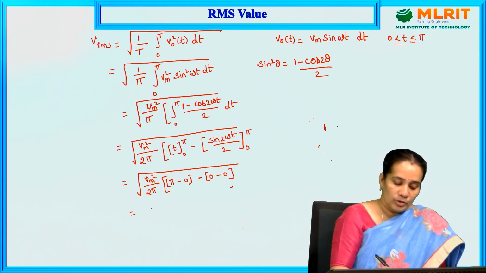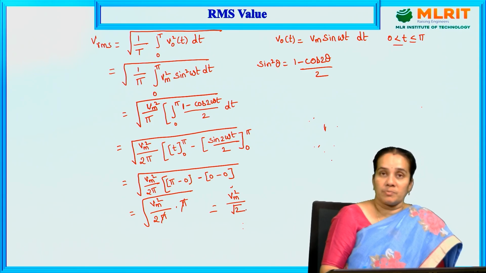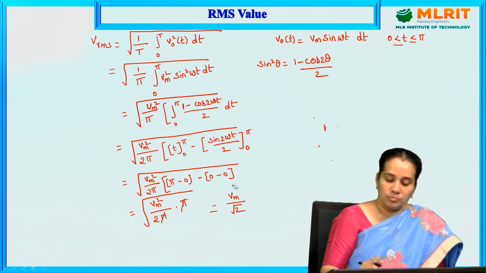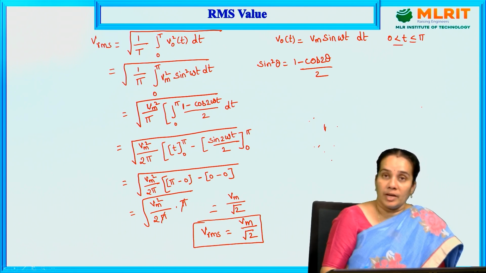So what is the value now here? Vm square by 2 pi into pi, under root. Pi cancels. What is the value here? Vm square by root 2, so Vm by root 2. So the total RMS value, Vrms, is equal to Vm by root 2.